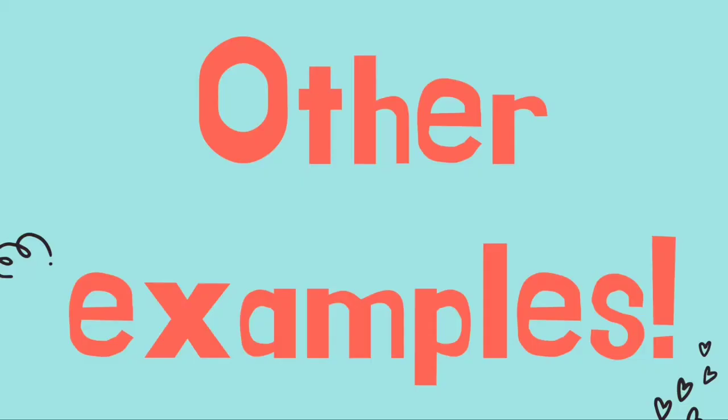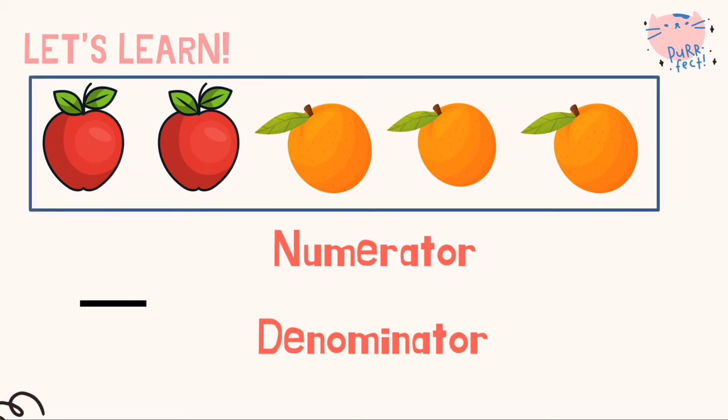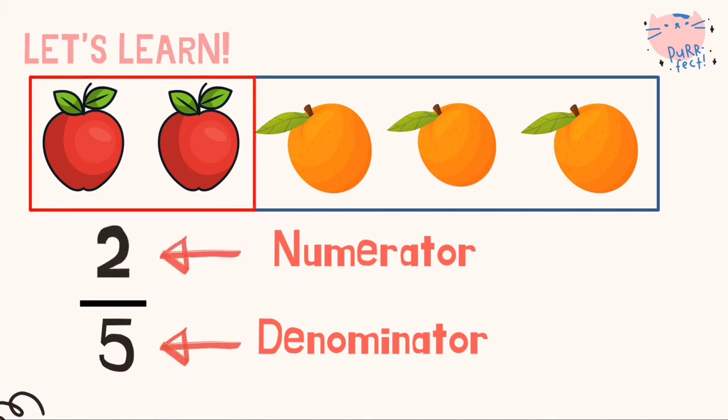Other examples. Let's say we have a group of fruits. So the question is, what fraction of fruits are apples? So since we have 5 fruits, that will be our denominator, 5. And since we have 2 apples, that will be our numerator, 2. Therefore, we have 2/5 of apples in a group of fruits.